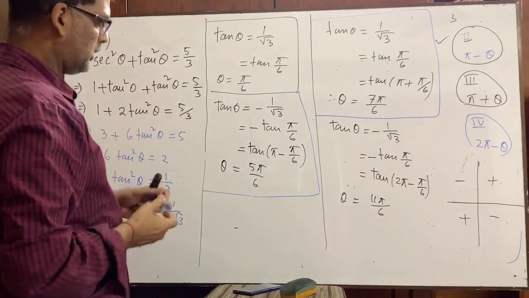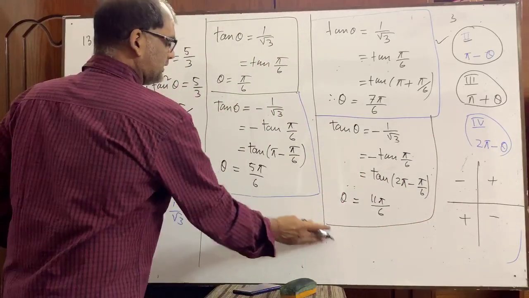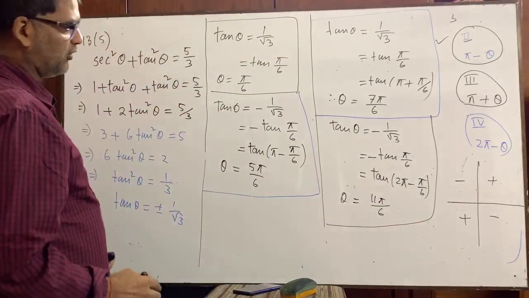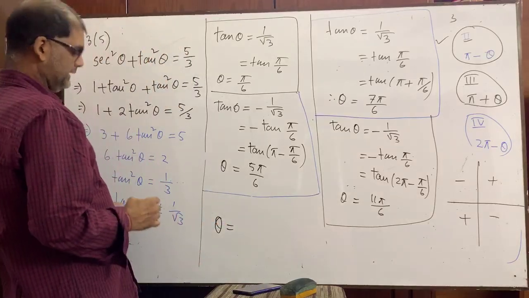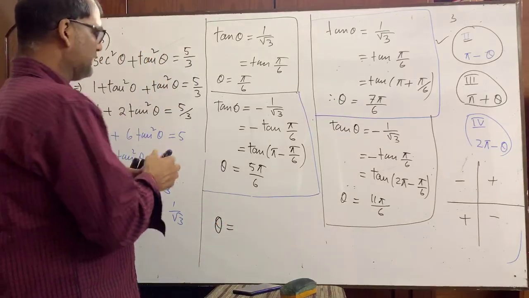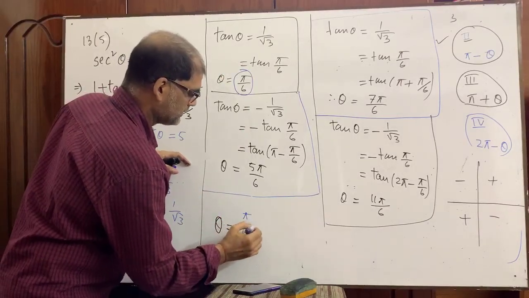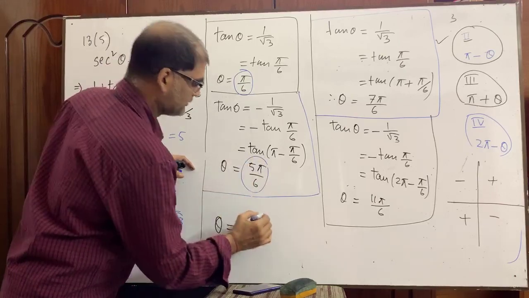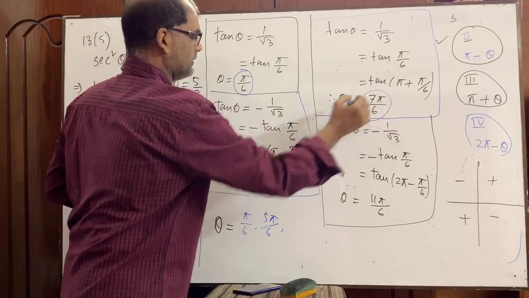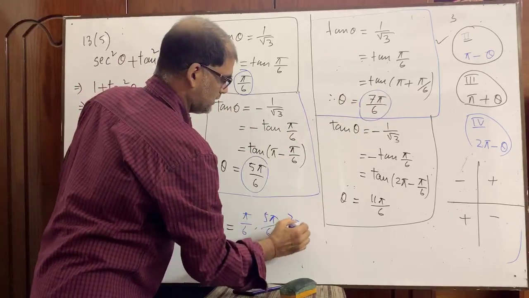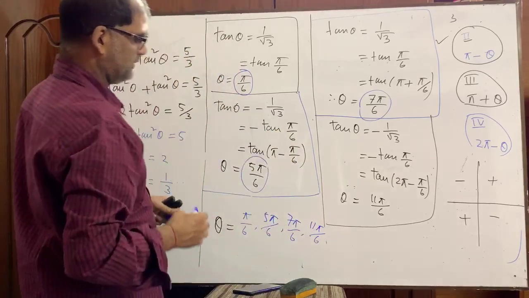So we have got all those four values. It was in the fourth quadrant, and therefore the required solution, that is theta is equal to pi by 6, 5 pi by 6, 7 pi by 6, and at last 11 pi by 6. Okay?